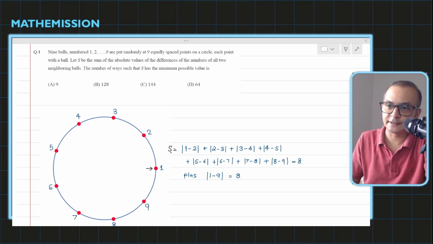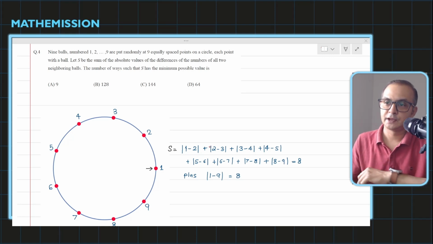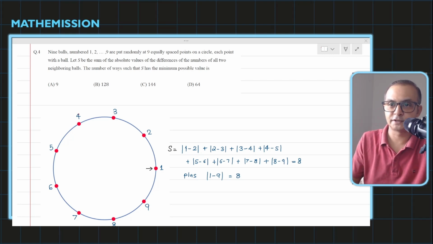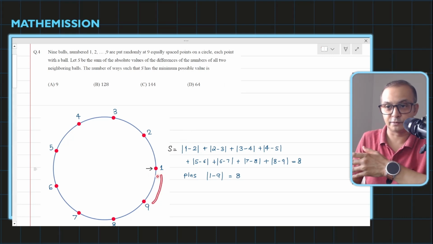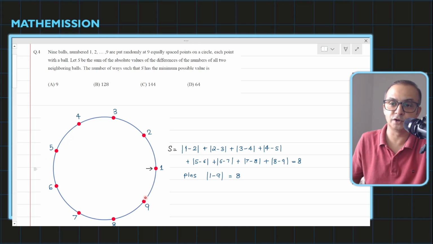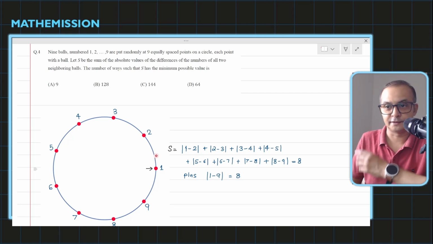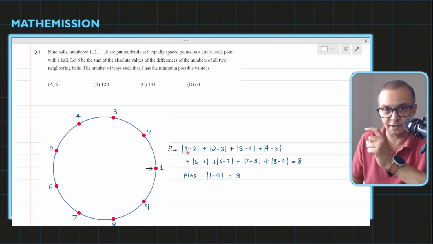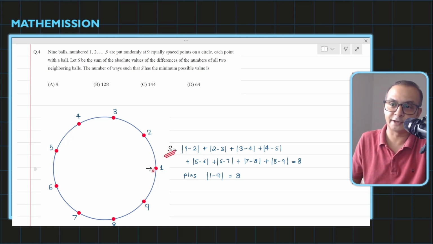It means if I take this S, I have to take the absolute value of 1 minus 2, because 1 and 2 are the consecutive or neighborhood numbers. 2 and 3 are again the neighborhood numbers, and so on. So if I add all of them, and finally you also have to take 9 and 1, because these are also neighborhood. So if you start from 1, you complete the whole cycle till 9, and you have to find each gap, measure each gap with the absolute value and add them up. That is actually S. They're asking in how many ways that S can be made minimum.